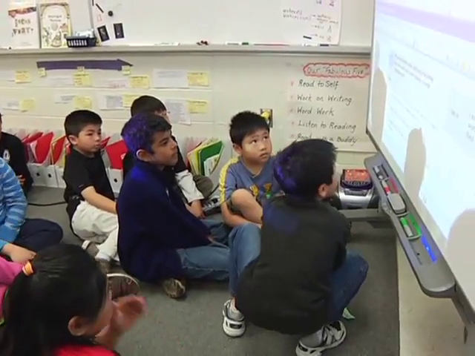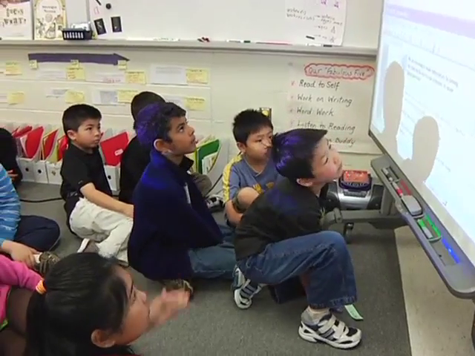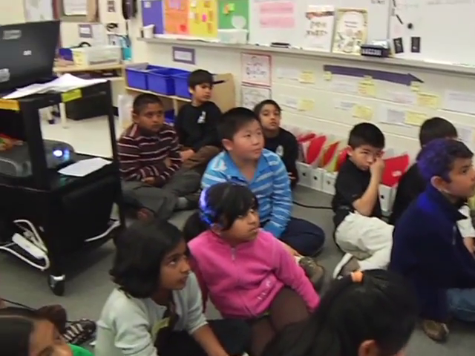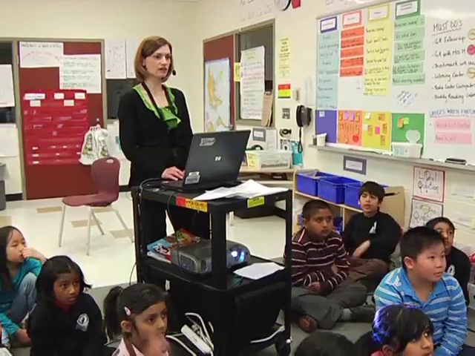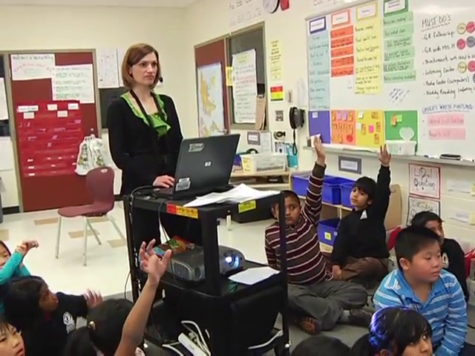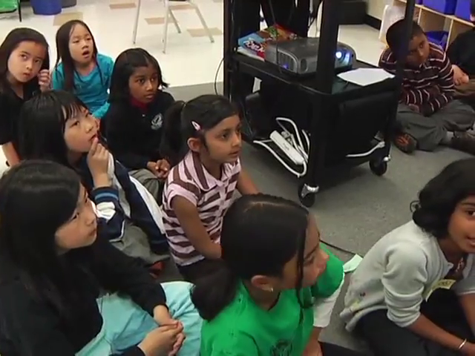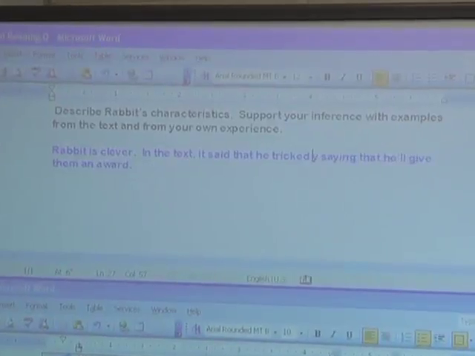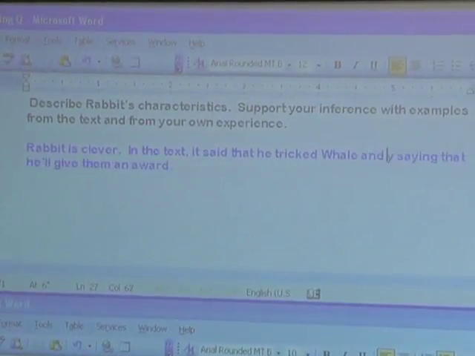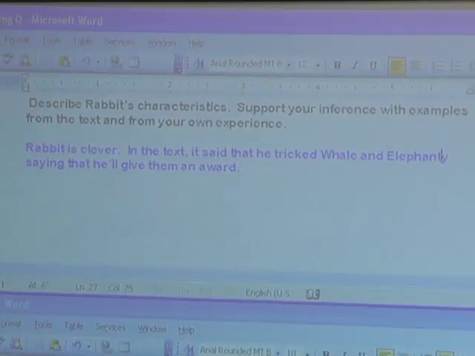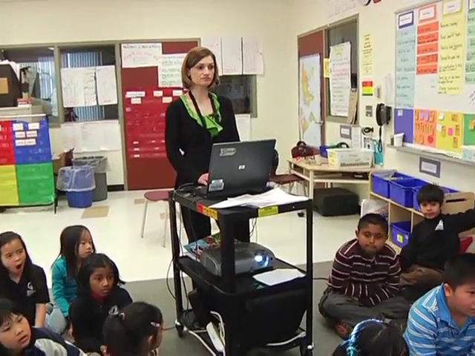So rabbit is clever. In the text it said that he tricked them by saying that he'll give them an award. Who is the them? Maybe we can clarify a little bit. Kajal. Whale and elephant. Actually, we're going to call them by their names. So capital Whale and Elephant by saying that he'll give them an award. Okay. Jason, are you ready?